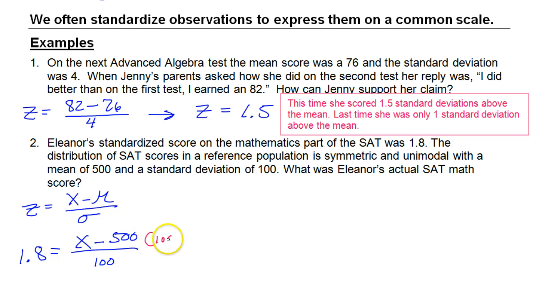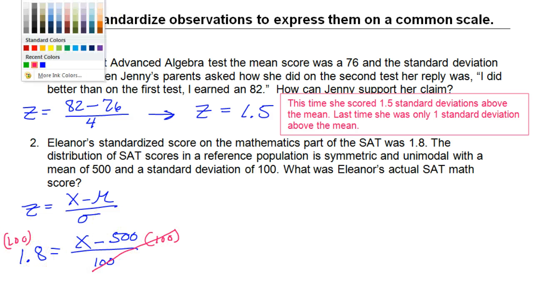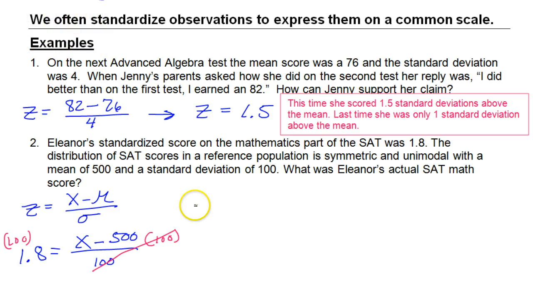Yeah, I would just multiply by 100 on both sides. Okay, multiply both sides by 100. That way these hundreds will sort of cancel each other out. 100 times 1.8 is just 180. Okay, so I have 180 is equal to x minus 500. Now what?